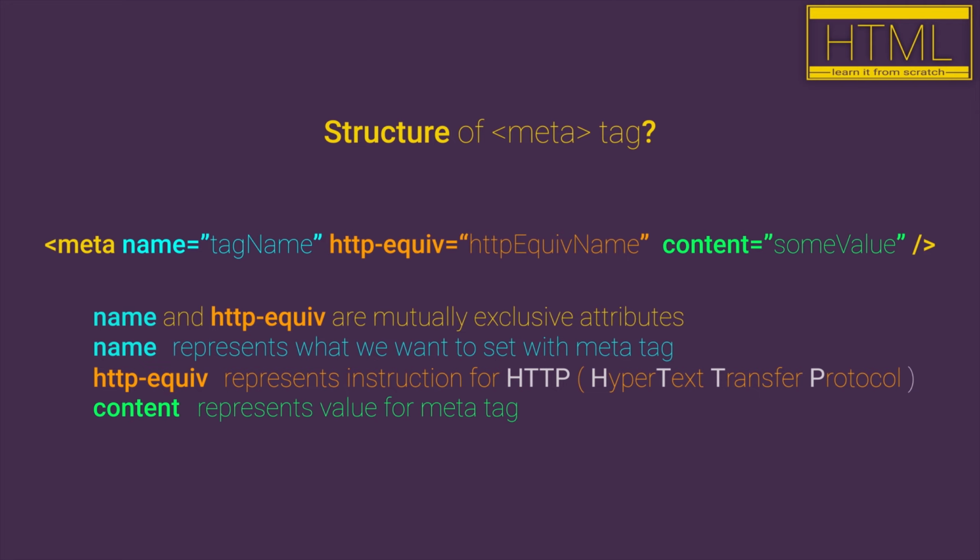And content is attribute that represents value of meta tag. So if we want to set who is the author of our website, for the name we will use author value, and for content we will set name of that author.